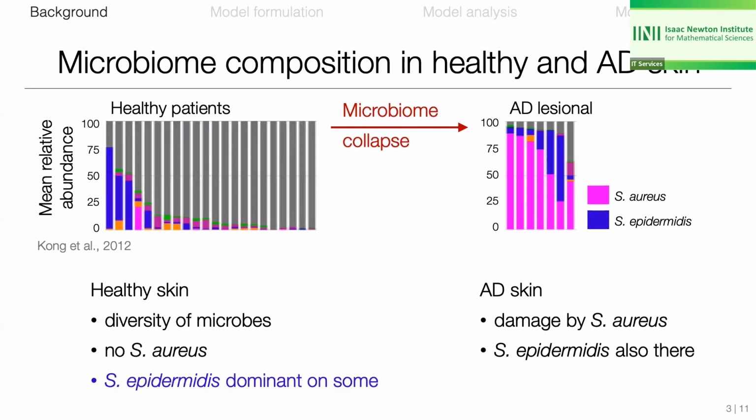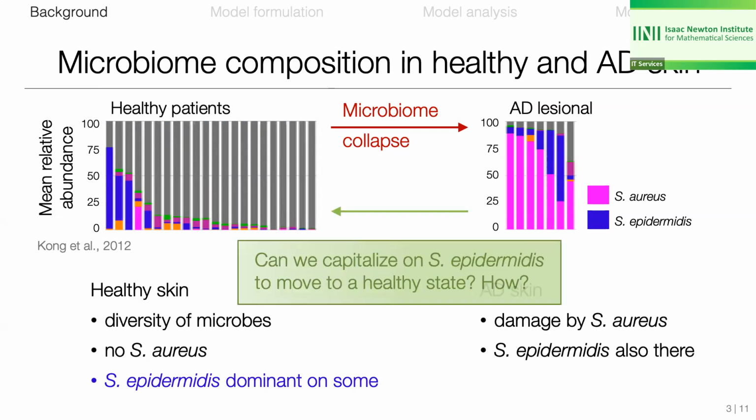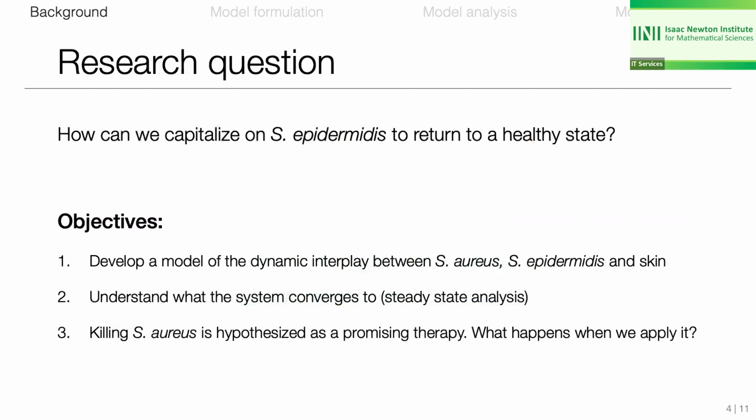So if we go back to our plot of the healthy patients and just focus on the Staph species there, we can see that S. epidermidis is also really dominant in some of them, which raised the question of whether we can capitalize on the presence of S. epidermidis in AD skin to help us move to a healthy state, and how we might be able to do this. So the main research question we're focusing on is how we can use epidermidis to help us move to a healthy state. To look at this question, we came up with smaller sub-objectives.